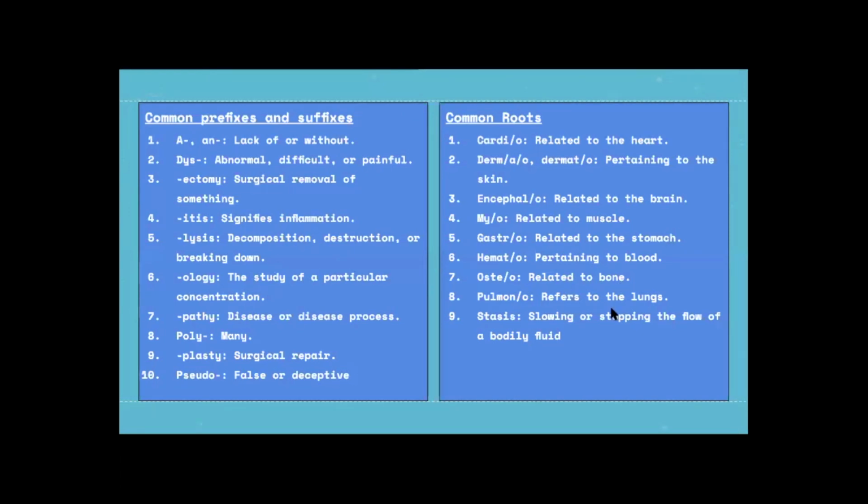So right here, we had pathy, number 7, in the first box. Pathy, disease or disease process. That's how you basically understand all of these terms. And then we had gastro in the second box, number 5. One of our regions and quadrants had the word gastro in them. So it was hypogastric. Hypo means below, and gastro means related to the stomach. So that would be below the stomach. So basically, you start getting a flow, like you start understanding how these work.